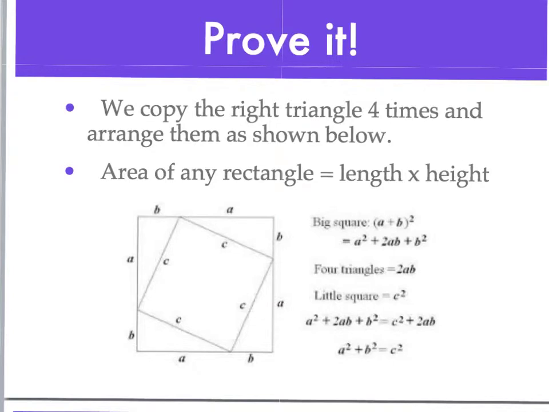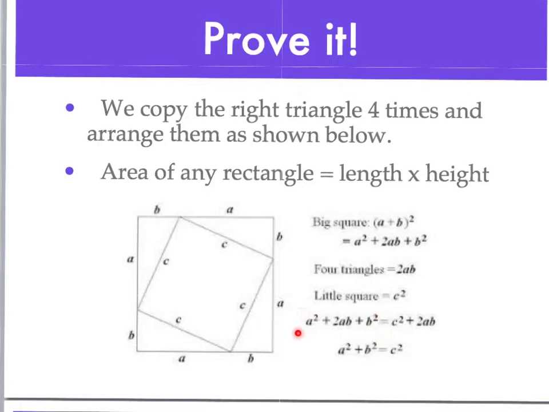B squared. The 4 triangles, the area of that we calculate as 1/2 of A times B, and we have 4 of them, so we multiply by that 4, which simply gives us 2AB. The little square in the middle is simply C times C. That'll give us the area of that square, and C times C is C squared. So we just put these two equations together.